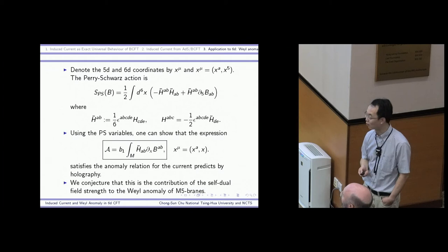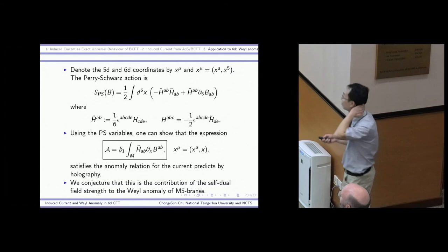I forgot about this piece of the story. Yeah, it's good. Thank you. So, maybe we get a 1/n squared correction in that case. No.